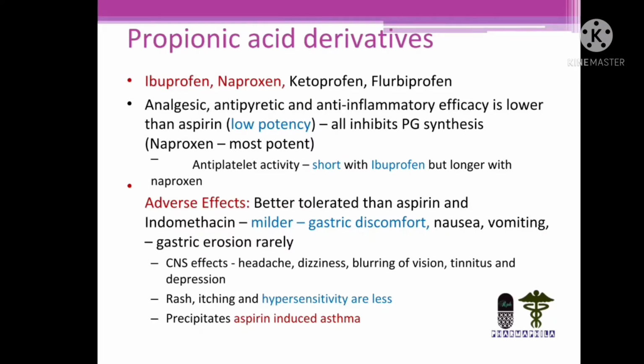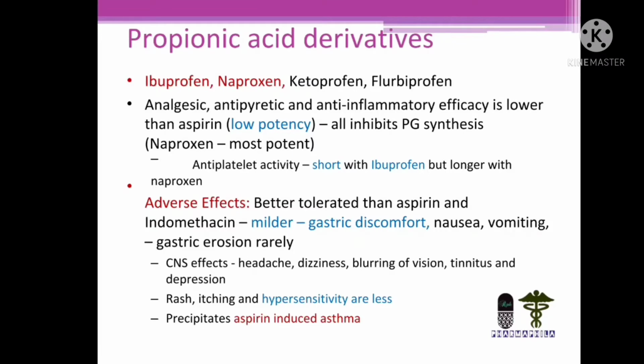Now, analgesic, antipyretic and anti-inflammatory efficacy is lower than aspirin. Why? Because of the lower potency. All inhibit PG synthesis, and the most potent is naproxen. And now, if we are talking about the antiplatelet activity, it has the longer activity. Which drug has the longer antiplatelet activity? That is obviously naproxen, because it is the most potent drug.